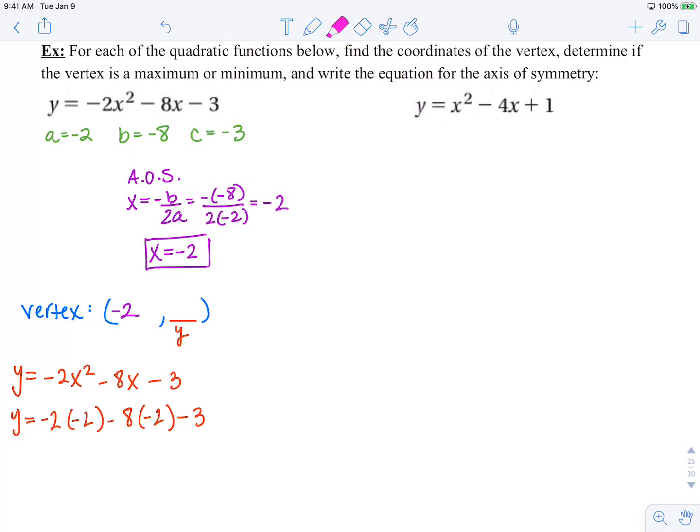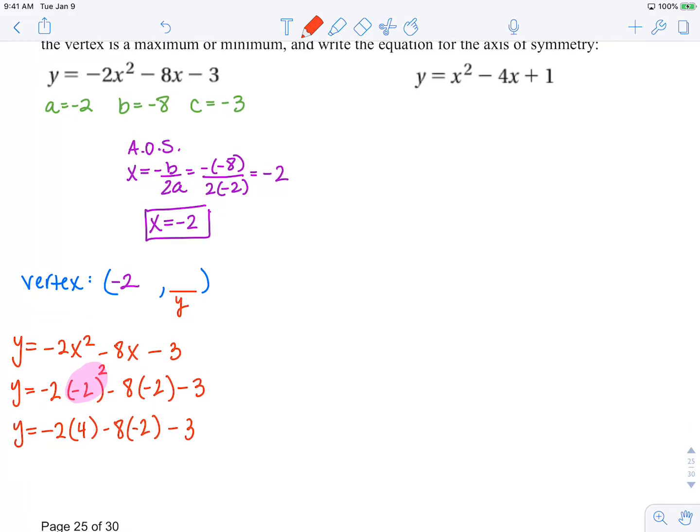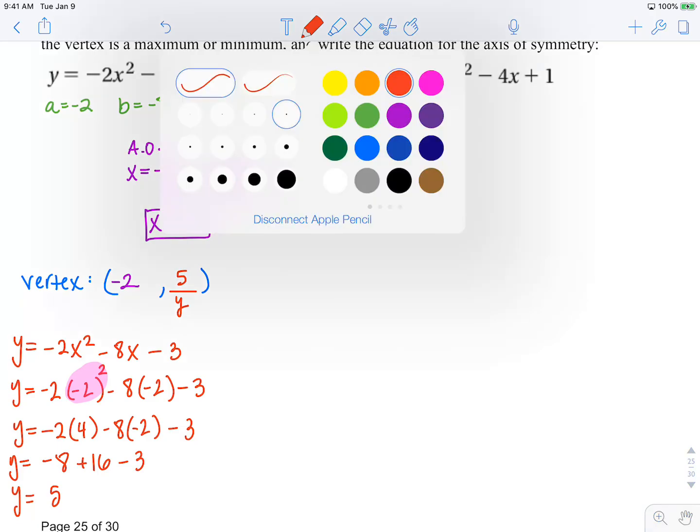Following PEMDAS, I'm going to square first. y equals -2 times 4 minus 8 times -2 minus 3. Now we will multiply: -8 plus 16 minus 3, and now we'll add from left to right. -8 plus 16 is 8. 8 minus 3 is 5. So we know the y value for our vertex is 5.